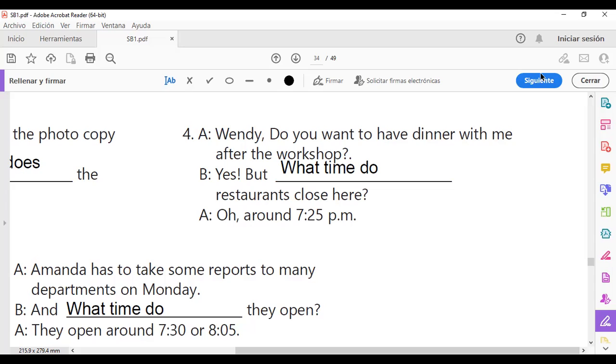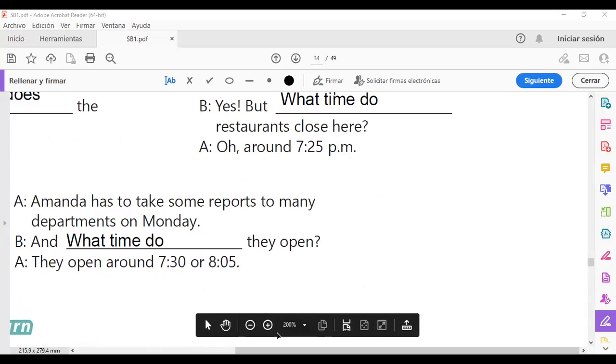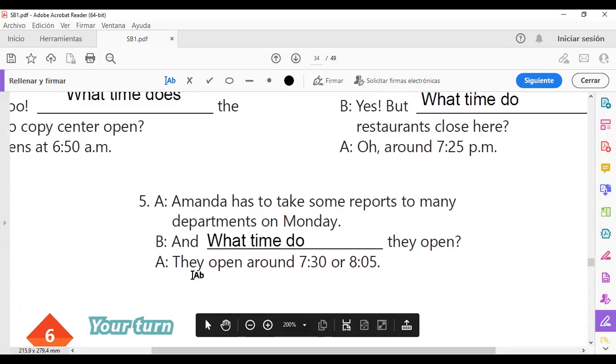Yes. But what time do restaurants close here? Oh, around 7:25. Okay, so this is the way. Well, we're missing one. Who helped me with the last one?